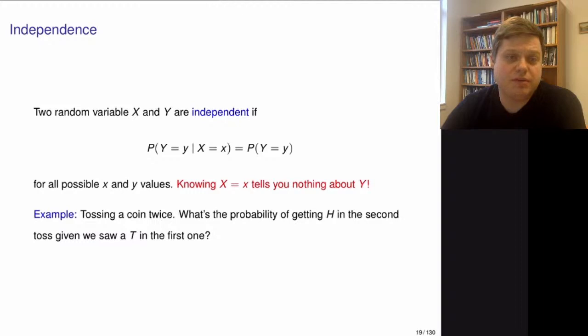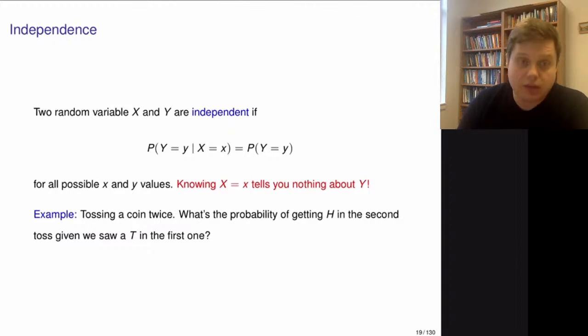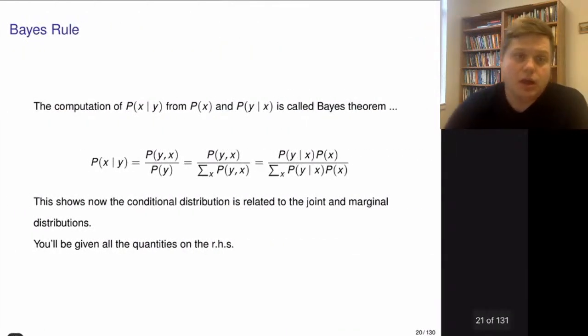And here's an example: if you toss a coin twice, then the probability of getting heads in the second toss, given that we saw tails in the first toss, is 1/2. It doesn't really matter what the outcome of the first toss was; it's still a 1/2 chance of seeing heads in the second toss. So one coin toss is completely independent of another coin toss.